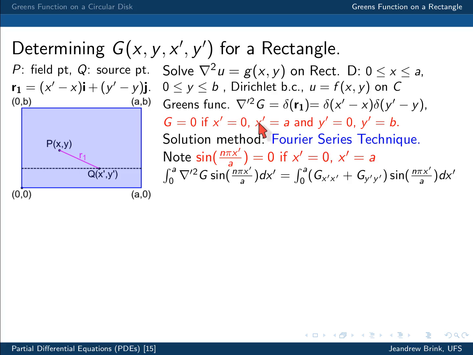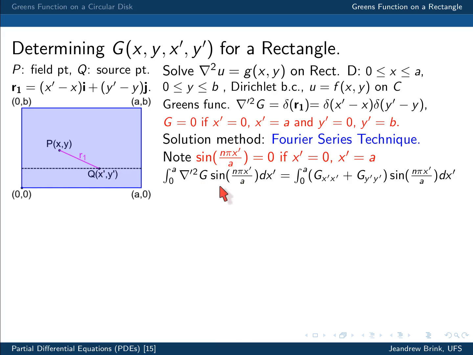So before I write down the general approach to the Green's function, let's look at a number of identities that occur if we multiply the above equation for the Green's function by sine of n pi x prime over a and then integrate over dx prime. We're basically integrating, for a given y prime, along this line at the bottom.